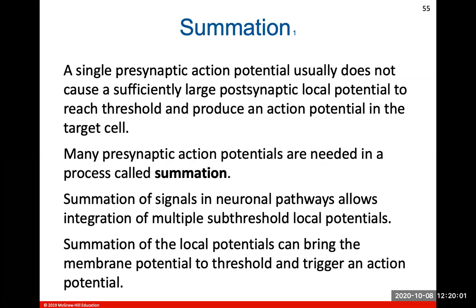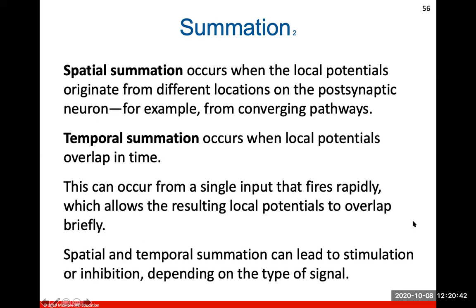Summation refers to this: a single presynaptic action potential usually does not cause a sufficiently large postsynaptic local potential to reach threshold. So many presynaptic action potentials are needed in a process called summation. And think of summation as like these action potentials piggybacking on top of each other to try to produce a stronger stimulus. The summation of signals in neuronal pathways allows integration of multiple subthreshold local potentials to occur, and the summation of the local potentials can bring the membrane potential to threshold and actually trigger an action potential.